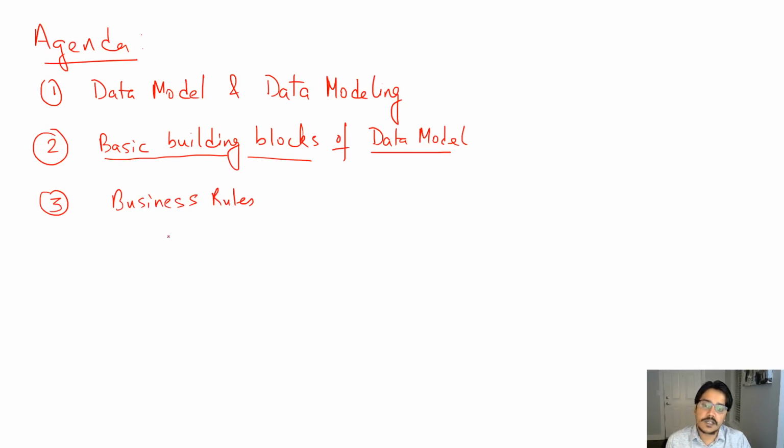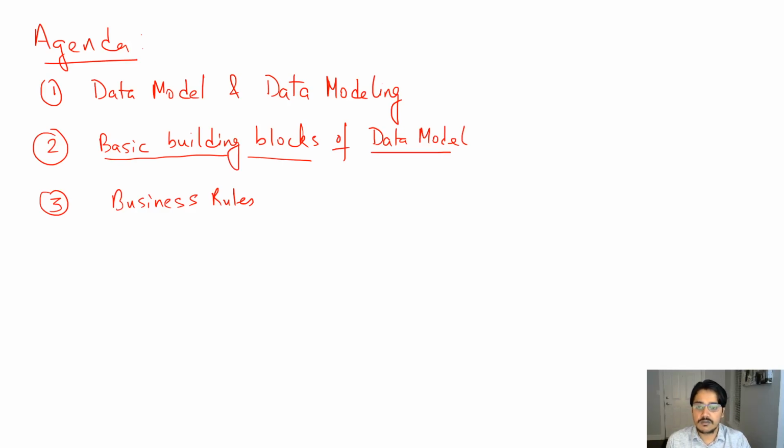Then we will talk about business rules, which are nothing but establishing the set of rules and constraints that will guide your database design. Of course, there will be some limits to what your database can and cannot do, right? So how do you get to that point, and how do you formally establish that?